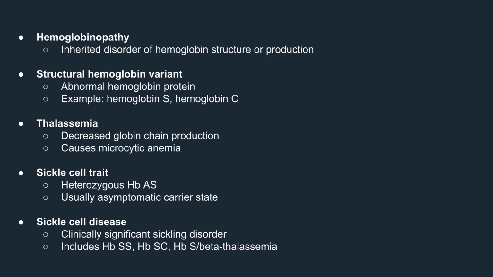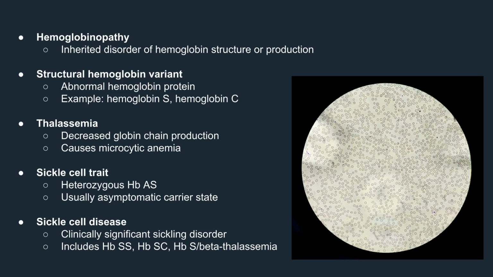Let's make the vocabulary less annoying. A hemoglobinopathy is the umbrella term. Under that umbrella, you have two big buckets. First, structural problems, where the hemoglobin is built incorrectly, like hemoglobin S. Second, production problems, where the body does not make enough of a globin chain. That's thalassemia. Sickle cell trait means carrier. Sickle cell disease means clinically significant disease.